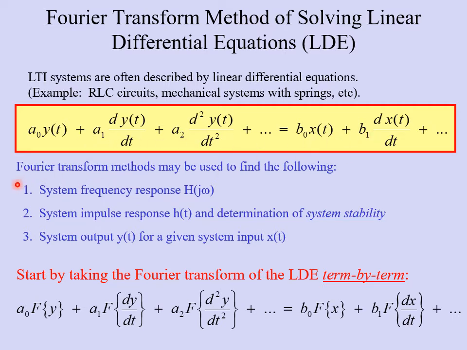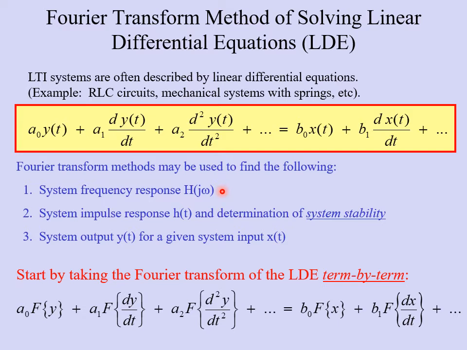Skipping ahead here, we're going to show how to do these steps, but the reason we're doing this is that Fourier transform methods can be used to find the system's frequency response, H of j omega. We know how important frequency response is for a system, and we're going to show a method where we can write the frequency response directly from this equation just by inspection, without even having to do any math. Again, this almost seems too good to be true, but this is one of the great powers of the Fourier transform and working in the frequency domain.